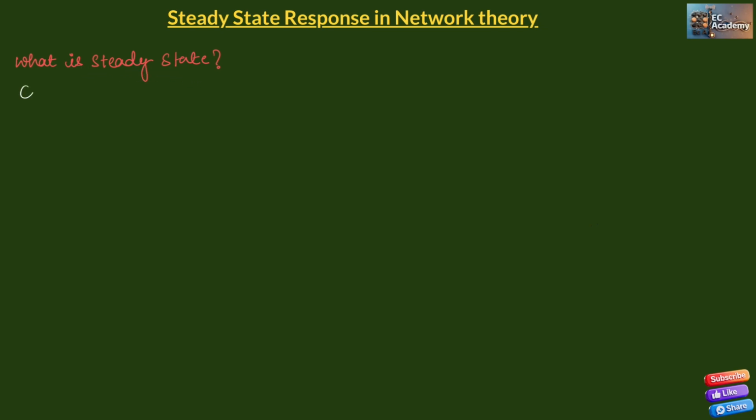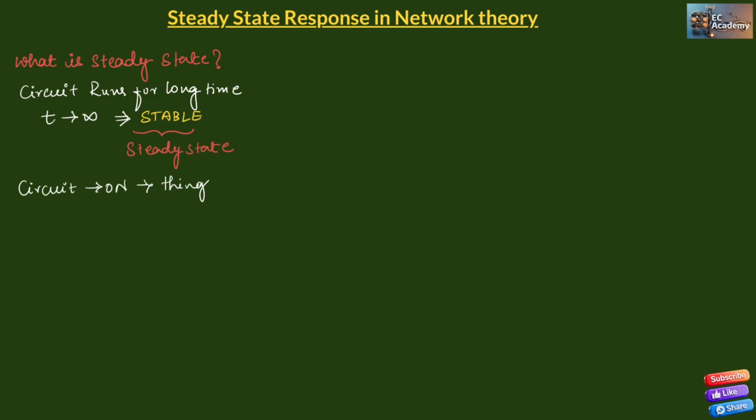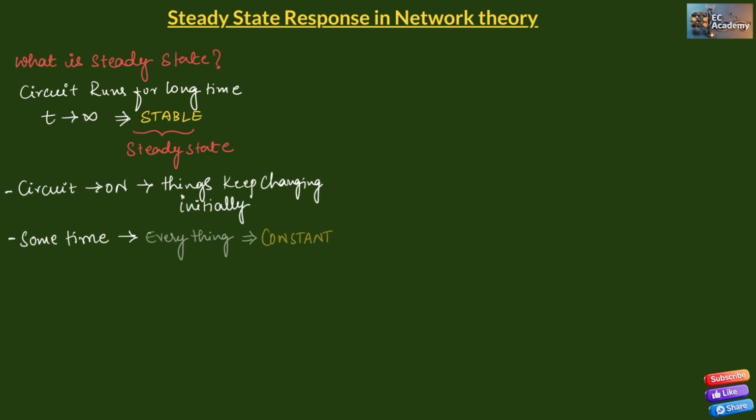When a circuit runs for a long time, which means t tends to infinity, the circuit will become stable, and this condition is known as a steady state. For example, if the circuit is on, things keep changing initially. After some time, everything will become constant. This final stable condition is known as a steady state. I hope this concept is clear.